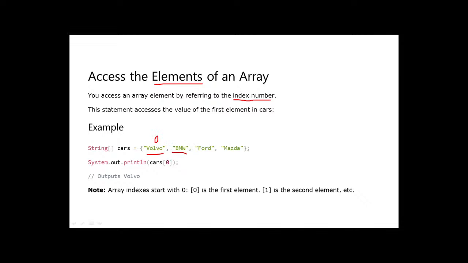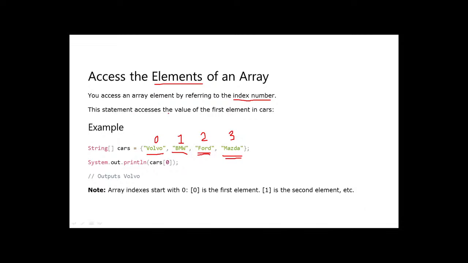And the second value is at index 1. The third value will be at index 2. And the fourth value will be at index 3. And so on, if there's a lot of values in your array. So, this is their index. So, all values of the array have their assigned index number.